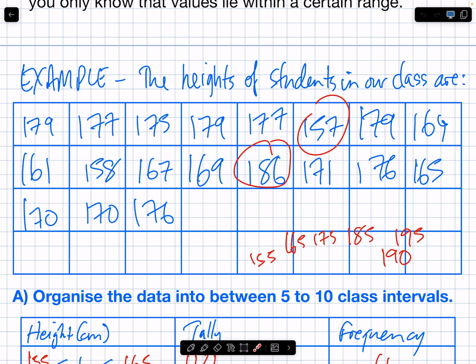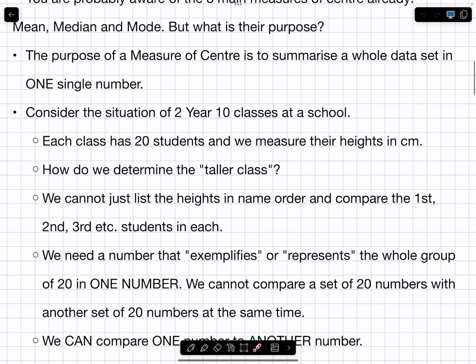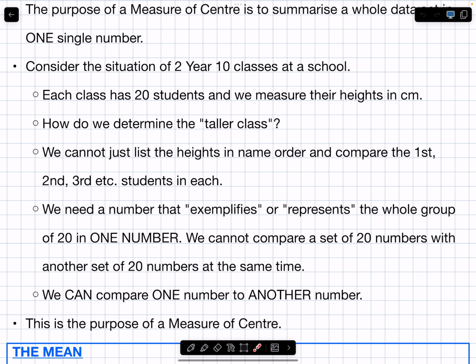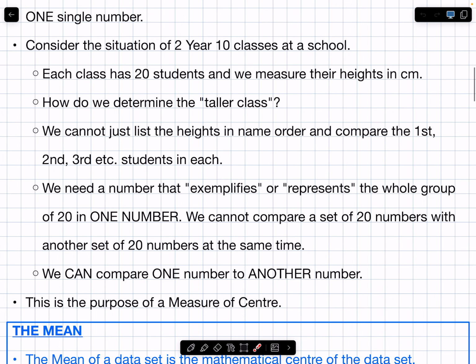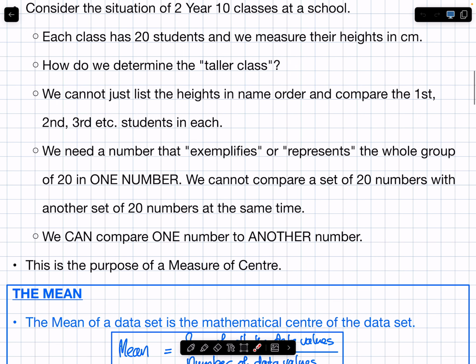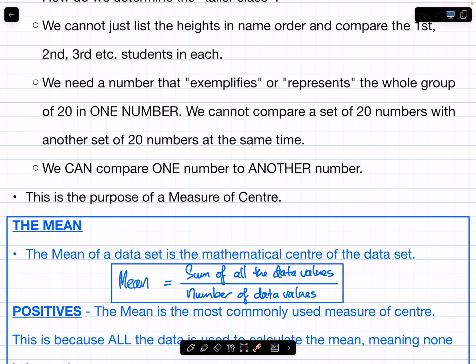The point of a measure of center, so that's the example that we were going over. We can't just list the heights in name order and compare the first, second, third students in each. We need a number that exemplifies or represents the whole group in one number. I can't compare 20 numbers to another 20 numbers. Can I compare one number to another number? Yes. Can I say that the average of 165 is smaller than the average of 180? One number versus another makes sense. 20 numbers versus another 20 numbers doesn't make any sense. So that is the purpose of a measure of center. We can compare one number to another number.